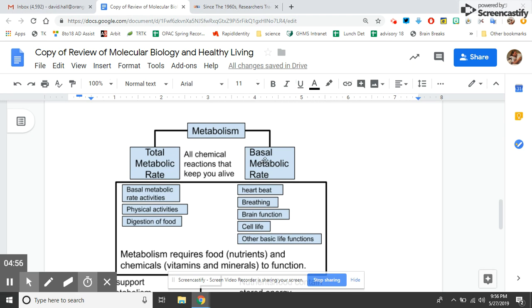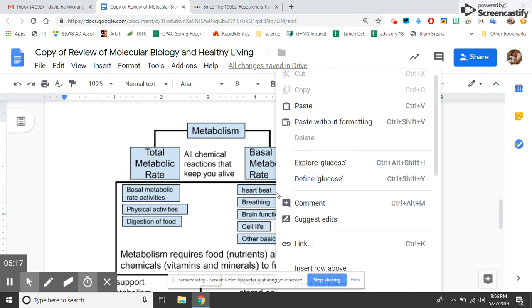Okay. The basal metabolic rate is the basic things that your body does to remain alive if you never moved out of the bed and just slept and laid there all day long. Your heartbeat, breathing, brain function, cell life, other basic life functions that are going on, things your body does to stay alive, is your basal metabolic rate.